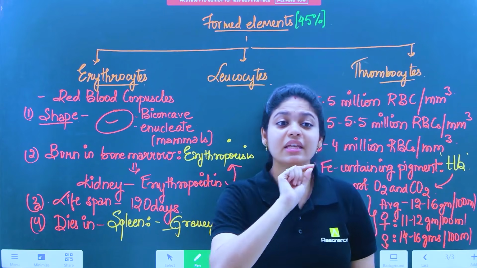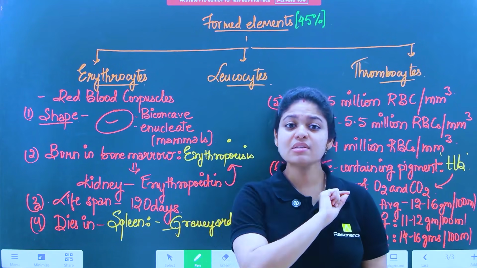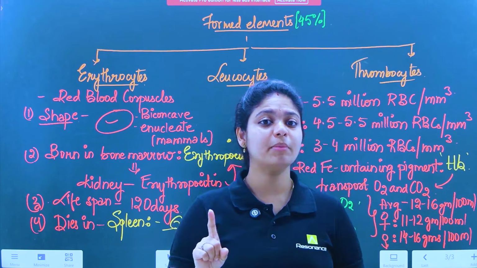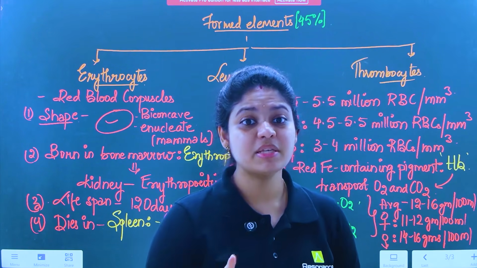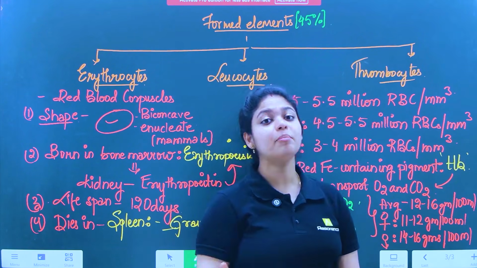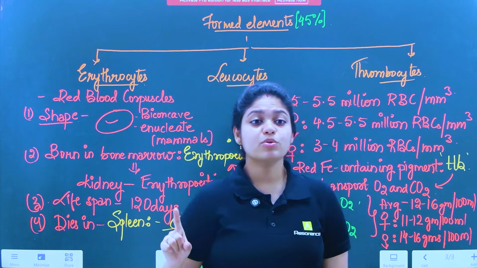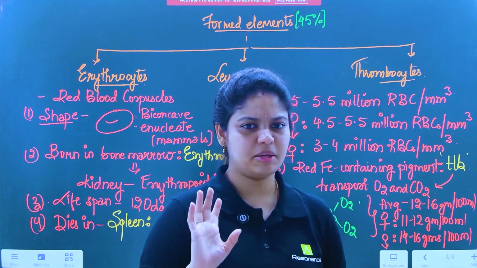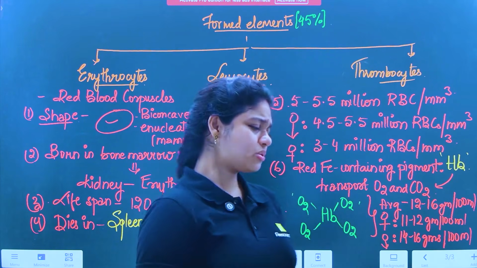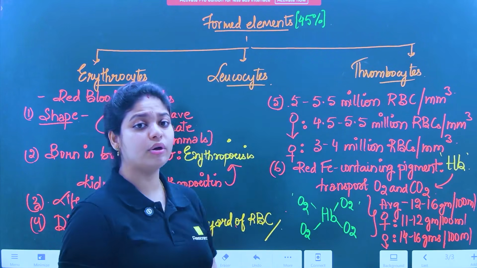So it is enucleate. Point to be remembered: enucleate RBC is present only in mammals. What are mammals? Milk producing animals are called mammals. Understood?